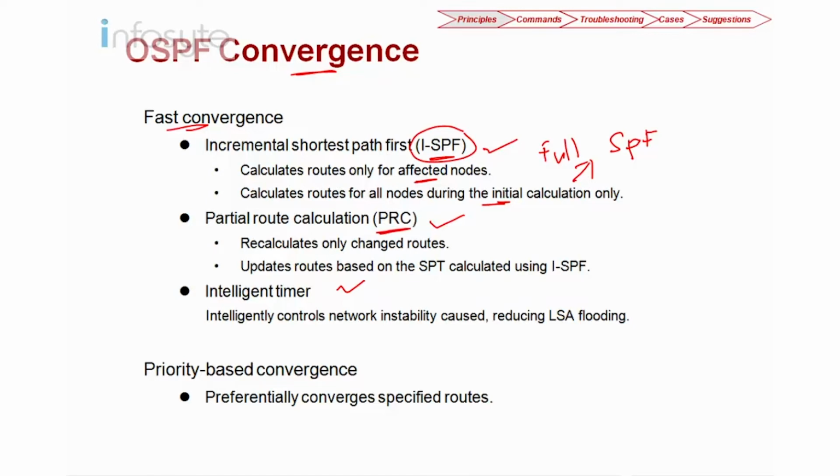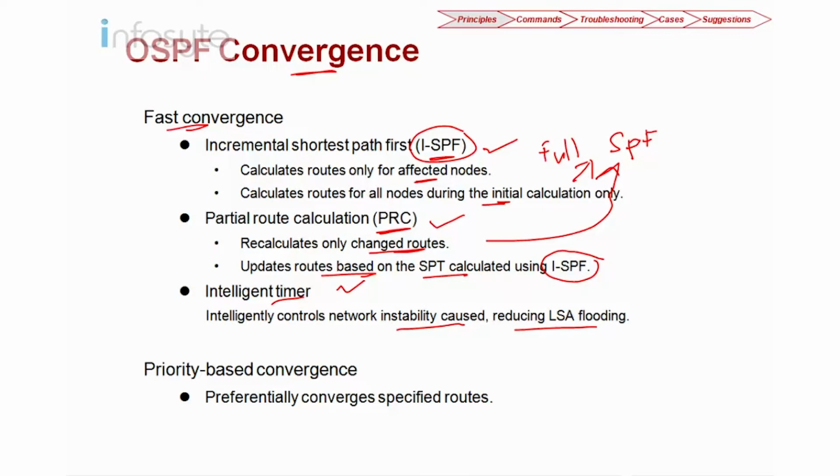For the PRC, the partial route calculation, when your route changes, you only recalculate the route changes. They will not go for the full shortest path first calculation. So they update the route based on the shortest path tree calculated by the ISPF. Then next, the intelligent timer intelligently controls the network instability cost and reduces the LSA flooding.